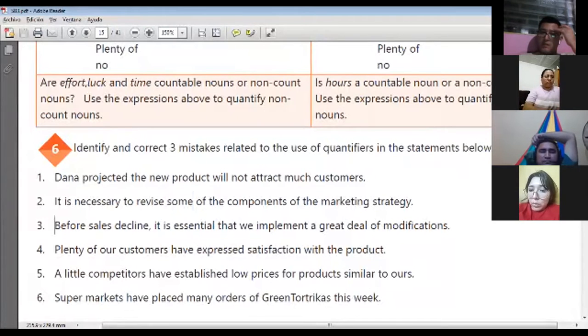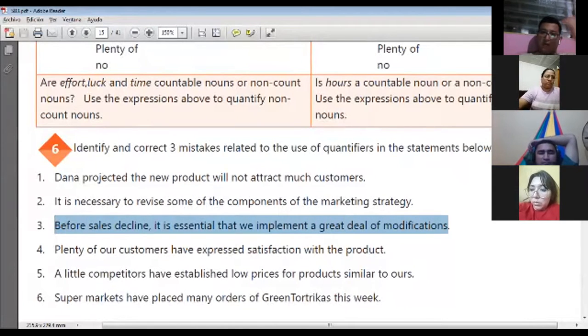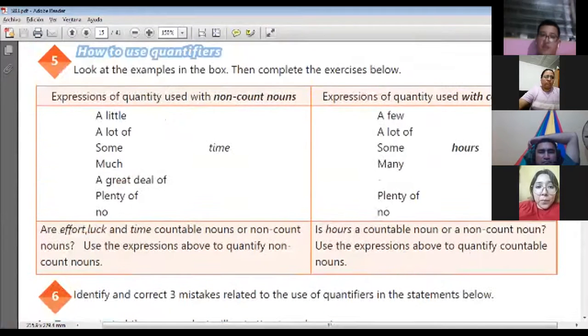Let's go with number three. Question, teacher. Yes, Josue. How can we know, for example, in this case, there can use both countable and non-countable. How can we identify. Uh-huh. Well, you did it right.